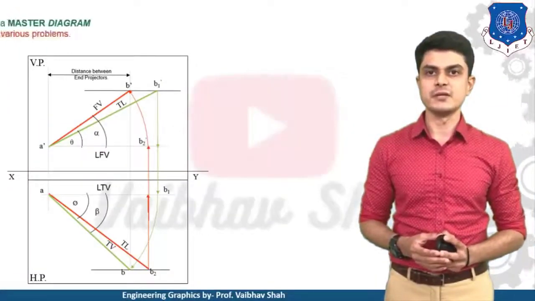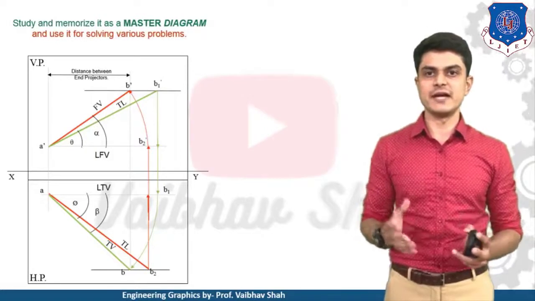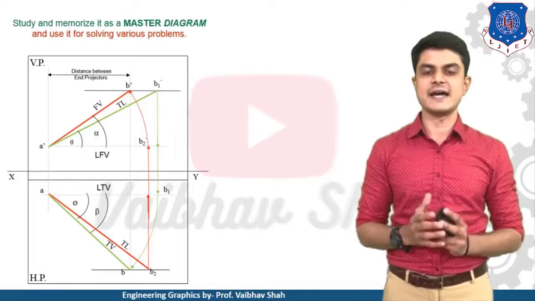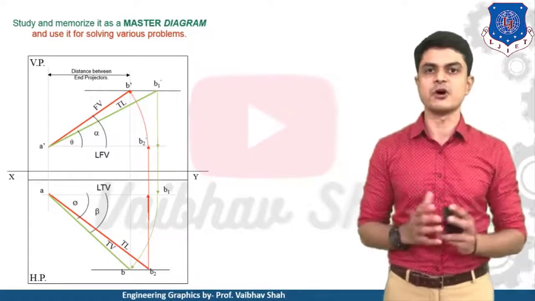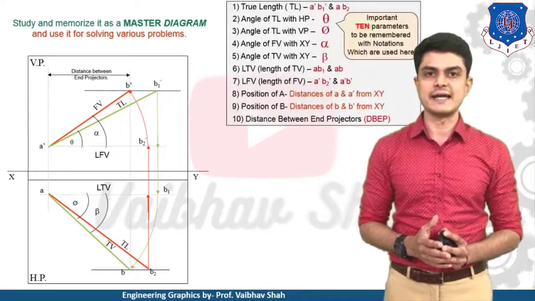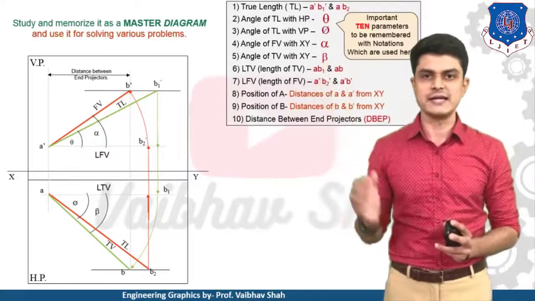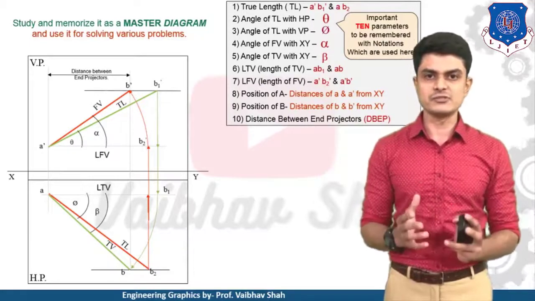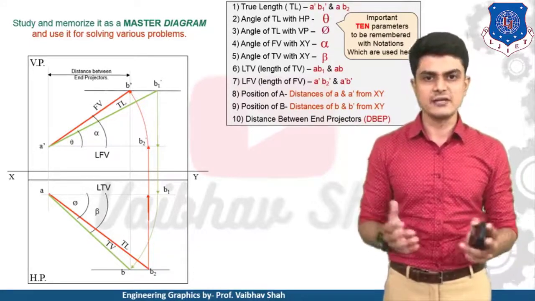So let us begin. First, we know that we are having this diagram. It is known as our master diagram, and we will be following this diagram in order to solve any of the problems on projection of line. So let us start first with this diagram. You will be having a total of 10 things as you can see, and any of the 5 details would be given. So based on these 5 details you can draw any of your examples.